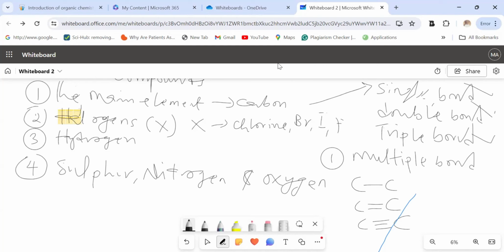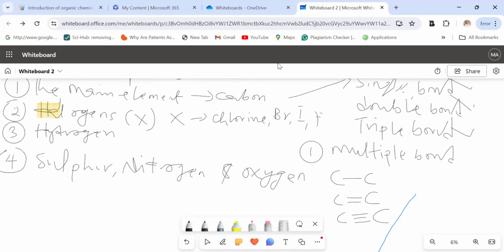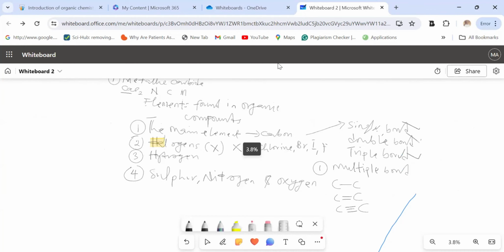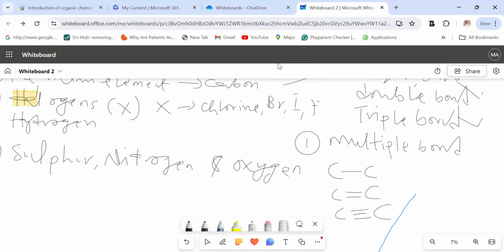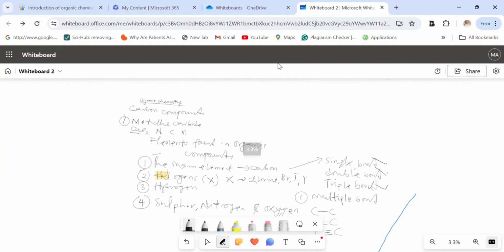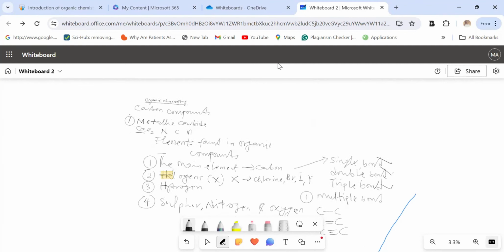And now the next thing, we are going to look at another reason why carbon is considered as a main element in organic chemistry. So the other reason is catenation. What is catenation?